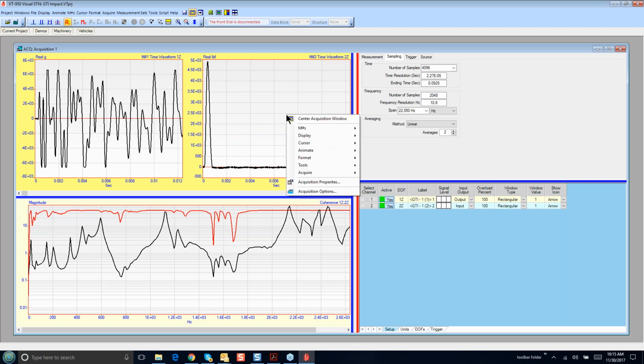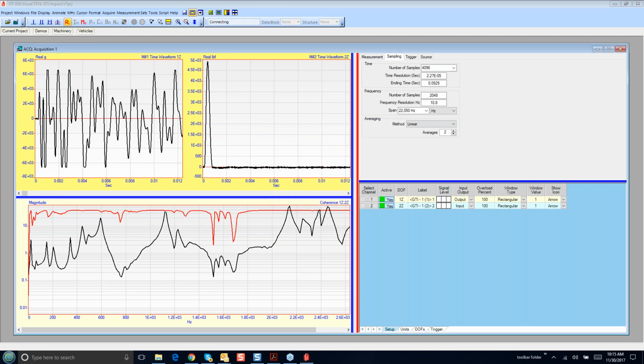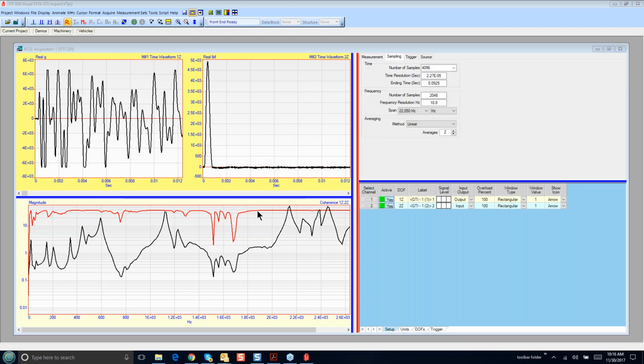I'm going to connect this to the GTI. So these are all the different front ends that we can connect MEscope up to. This is our VES 700 option to MEscope, and this allows us to do live data acquisition from a number of different third-party hardware front ends. So this is just one of them. Okay, so we're connecting up, and now the software is ready to acquire data.